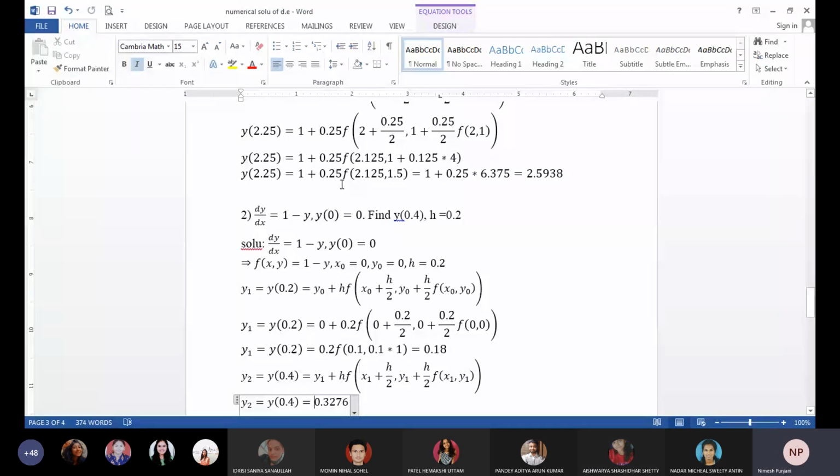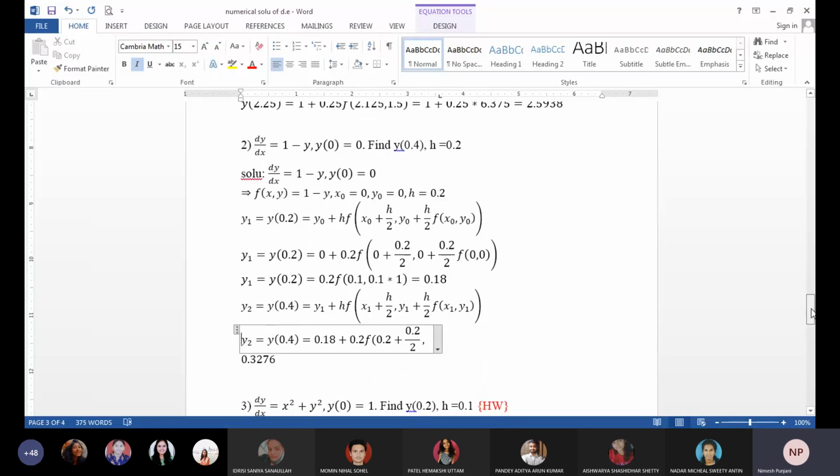Okay, what was our y1? 0.18 plus h by 2 f of x1 is 0.2 plus 0.2 divided by 2. Okay, I am doing it. You just come and check where you have done a mistake while doing the calculation. y1 is 0.18 plus 0.2 divided by 2 f of x1 comma y1.